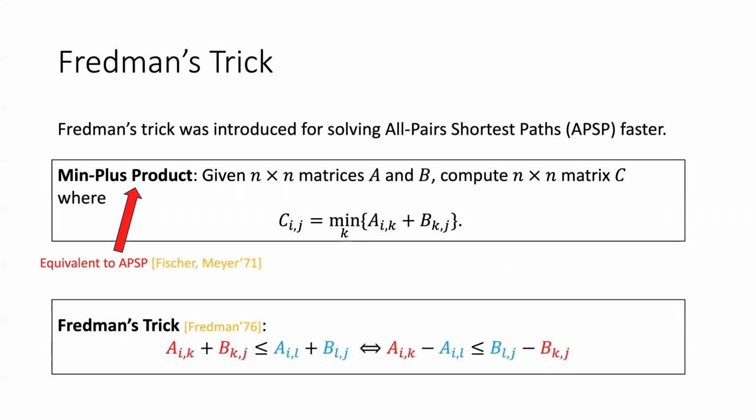If k is a minimizer for the above minimization, then Aik plus Bkj is less than or equal to Ail plus Blj for every l. By rearranging it, we get that Aik minus Ail is less than or equal to Blj minus Bkj. This is Fredman's trick. Even though it seems simple, the idea of making the left-hand side purely in terms of A and the right-hand side purely in terms of B can lead to powerful consequences. Practically, all subcubic algorithms for APSP use Fredman's trick.